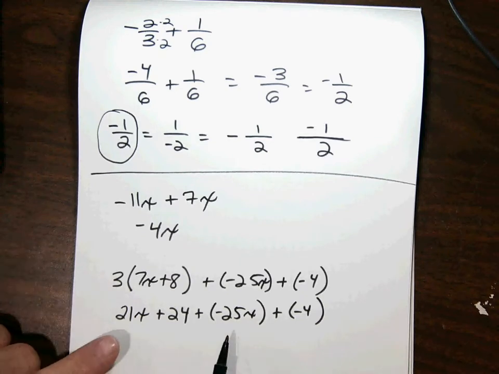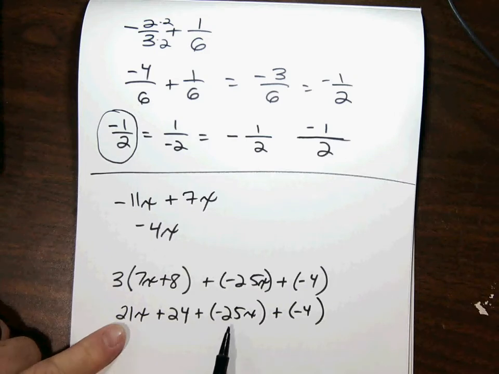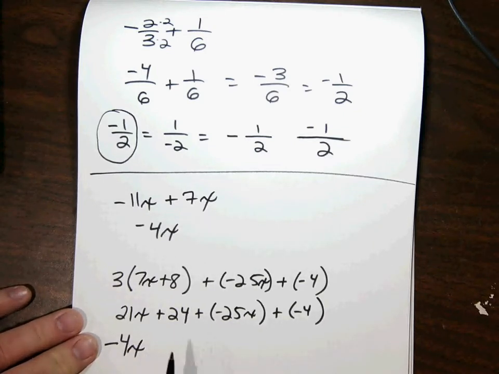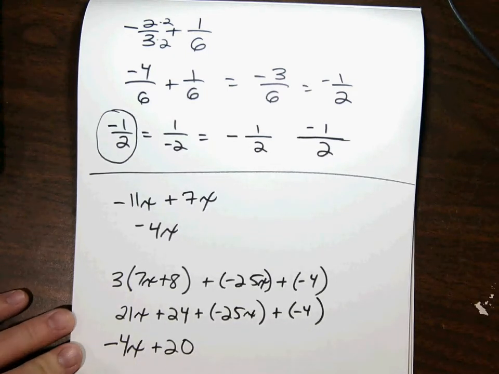Alright, combine like terms. I've got a positive 21x and a negative 25x. One's positive, one's negative. I'm really going to subtract and get a 4x, but it's going to be a negative 4x because battle of the signs. Same thing here, a positive 24 and a negative 4 is going to give me a positive 20. Okay, all good?